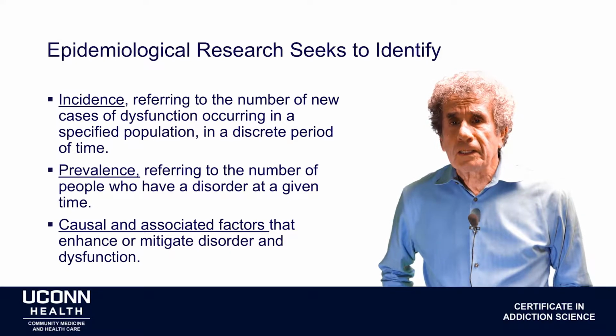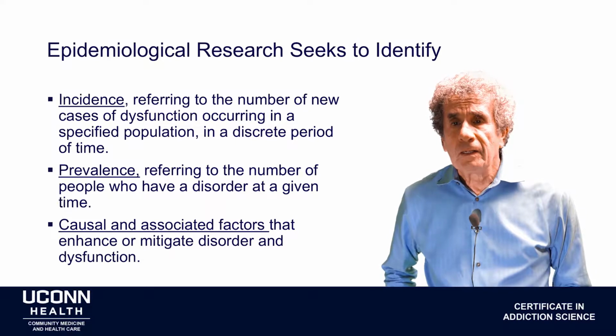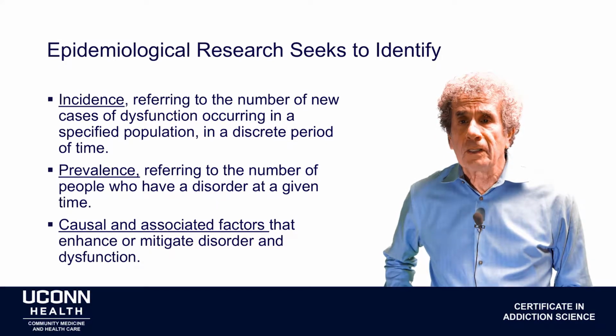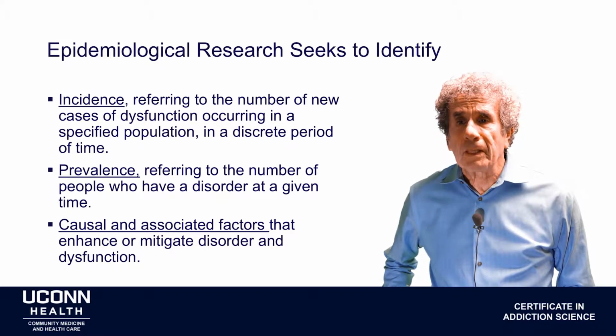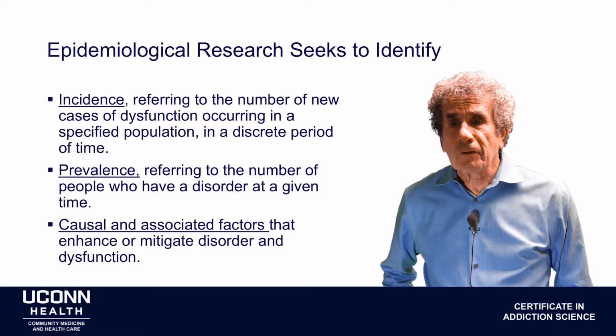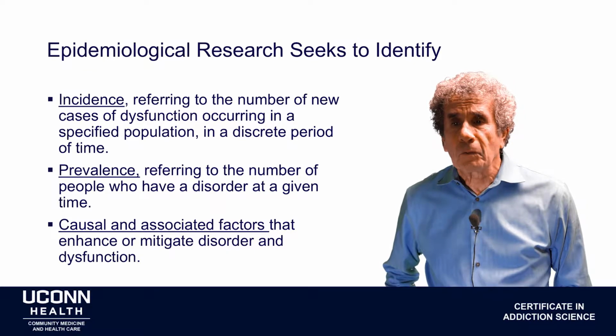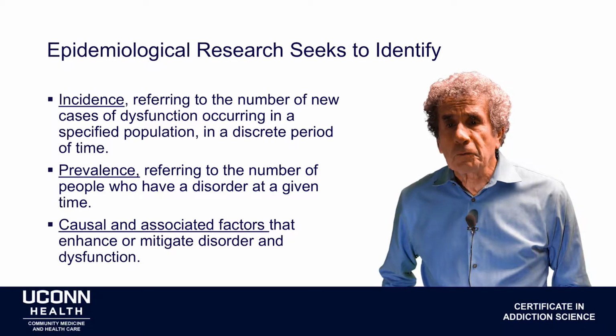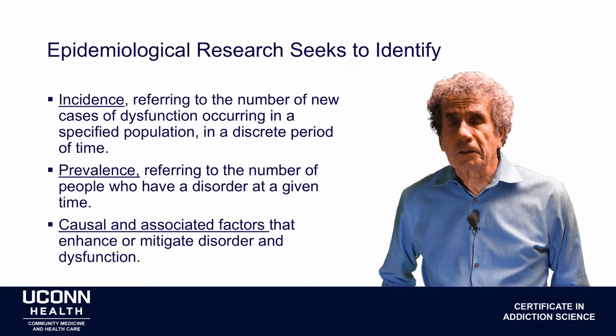Epidemiological research seeks to identify incidence, prevalence, and causal factors associated with health problems. Incidence refers to the number of new cases of dysfunction occurring in a specified population in a discrete period of time. Prevalence refers to the number of people who have a disorder at any given time, identifying causal and associated factors that contribute to or mitigate disorder and dysfunction.